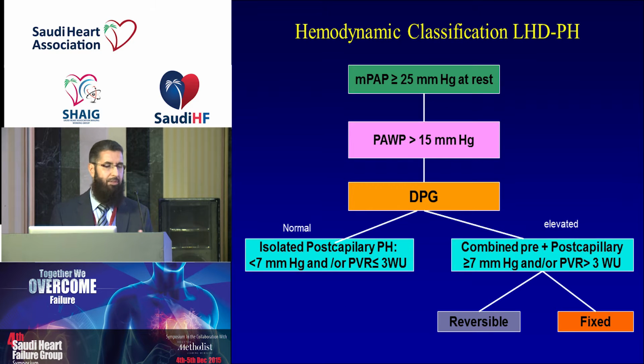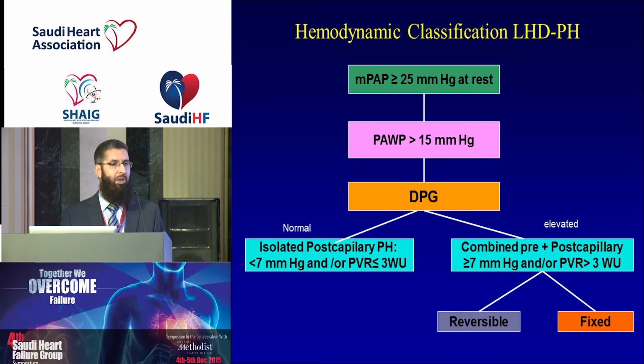Now, the hemodynamic classification goes even further. We refine our classification of pulmonary hypertension due to left heart disease according to whether they have increased transpulmonary gradients. Specifically now, with the newer definition, we use the diastolic pulmonary gradient rather than the transpulmonary gradient, utilizing the difference between the diastolic pressure and the mean wedge pressure.